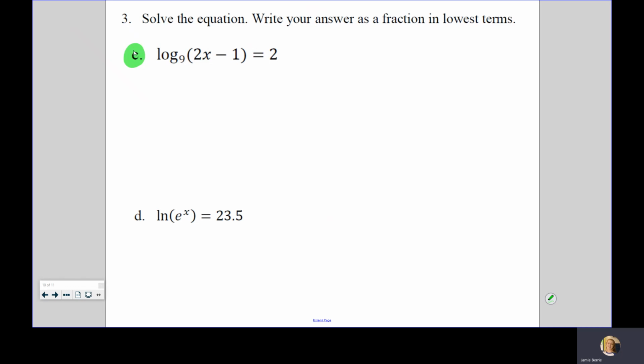I also like part E as well. Alright, so this one says log base 9 of 2x minus 1 equals 2. This again is in logarithmic form, so all we have to do is write the definition of the logarithm, convert it over to exponential form, and then finish solving it.